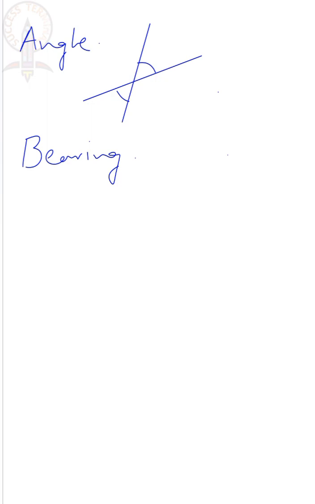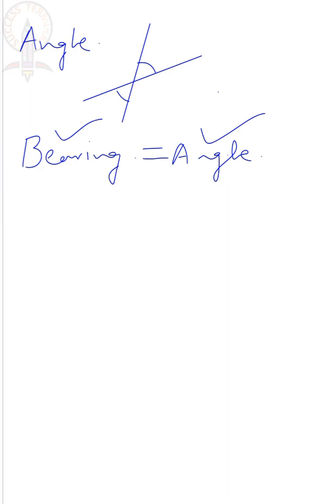What do you mean by bearing? Bearing is the same as angle, but the difference is that in geometry we use the term angle, and in surveying we use the term bearing. Therefore, bearing is nothing but the angle. Clear? In surveying we use the term bearing, not angle. Now let's discuss different types of bearing.